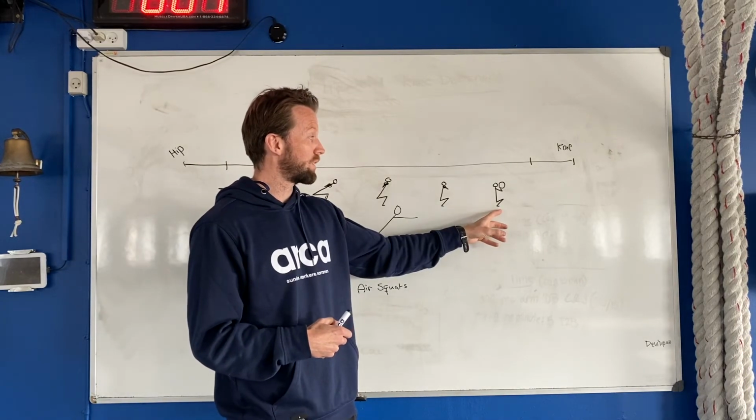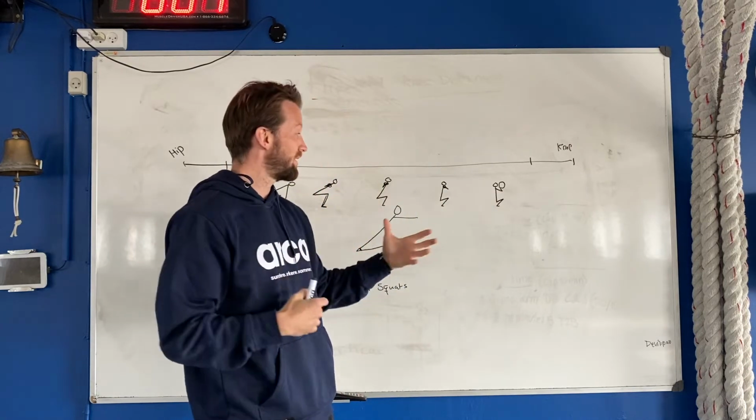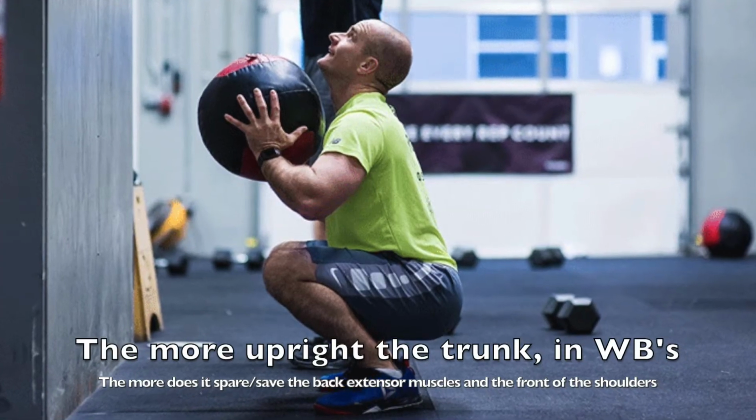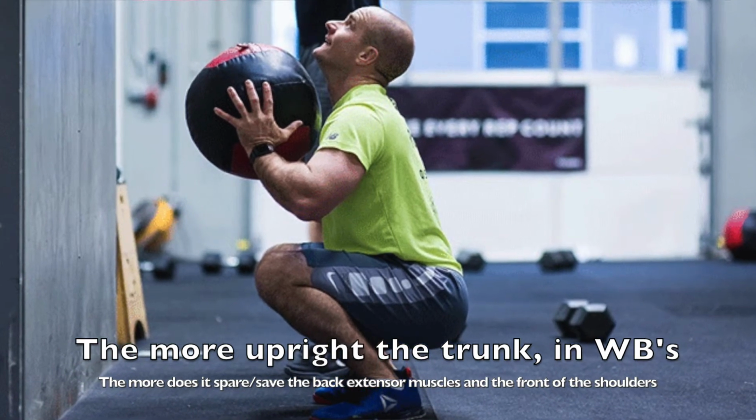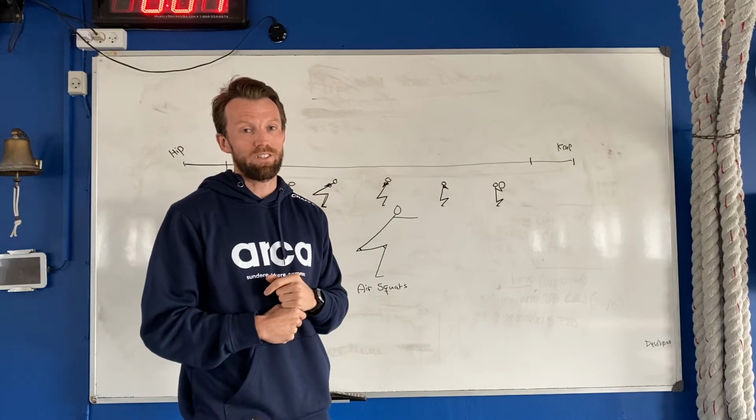For example, sometimes you see with a wall ball where you can hold the ball a bit out in front of you, it makes it easier for some to lean back a bit and make the exercise very quad and knee dominant, which is oftentimes a big advantage.